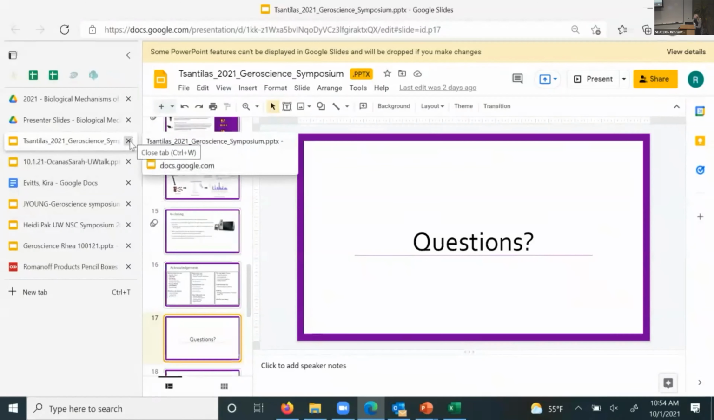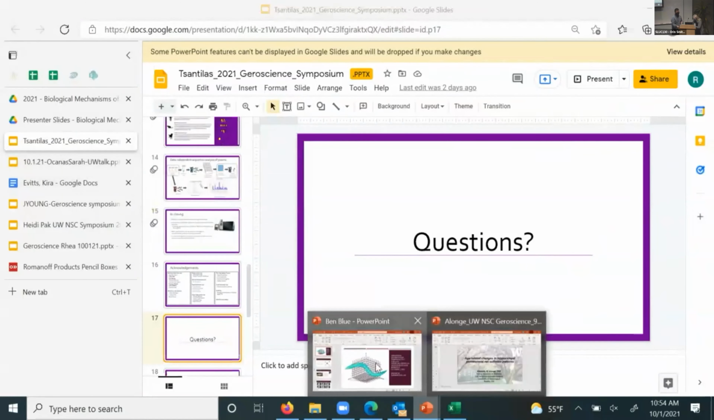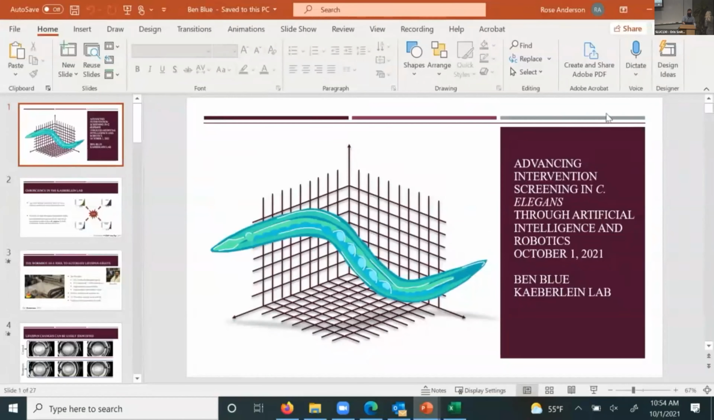Our next talk is going to be by Ben Blue, telling us about advancing intervention screening in C. elegans through artificial intelligence and robotics.